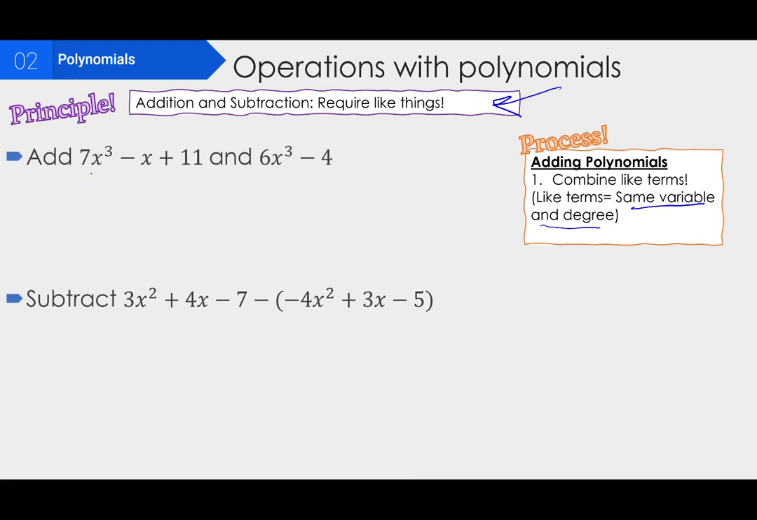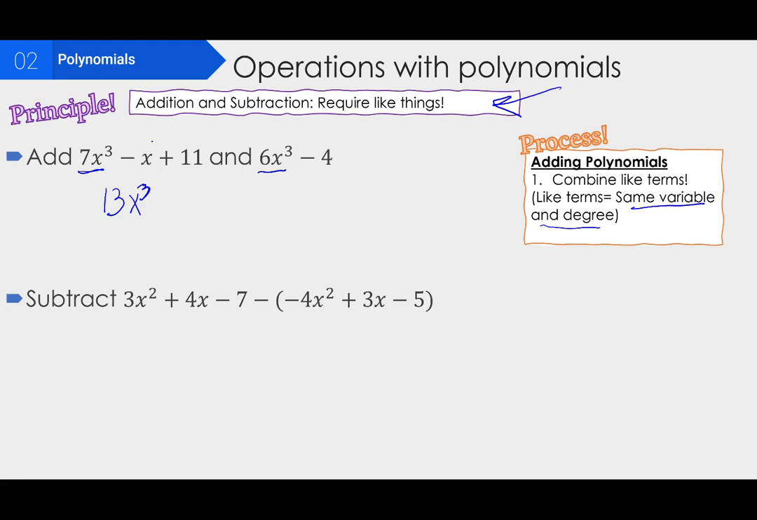So if we're looking at these first two, we add 7x to the third minus x plus 11. That's a trinomial. We're going to add it to 6x to the third minus 4. That's a binomial. We're going to look for like terms, so ones that have the same variable and the same exponent. There we go: 7x to the third plus 6x to the third. We're going to add the coefficients and keep the variable the same. We're just adding them together, not adding exponents.